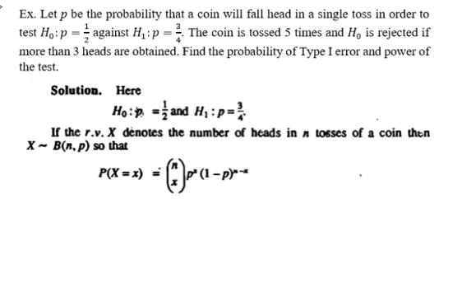This exercise will illustrate how to find out the probability of type 1 error alpha, the probability of type 2 error beta, and the power of the test, 1 minus beta. Let P be the probability that a coin will fall heads in a single toss. In order to test H naught: P equal to half. The null hypothesis here is P equal to half.